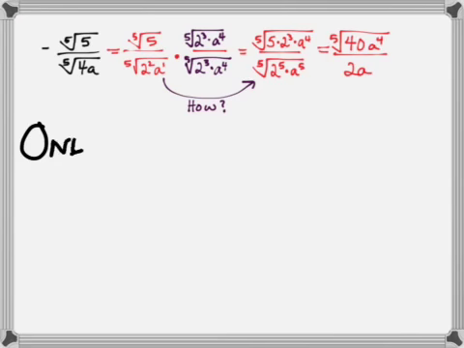So what we're left with is the fifth root of 40 times a to the fourth. We can't touch that, all over 2a. So we've rationalized the denominator.